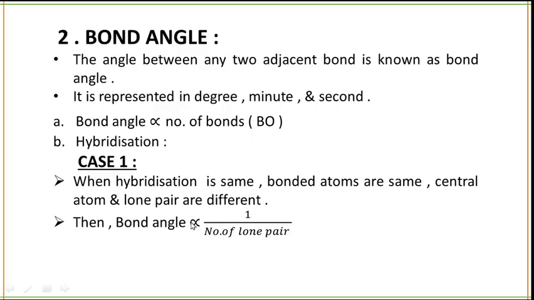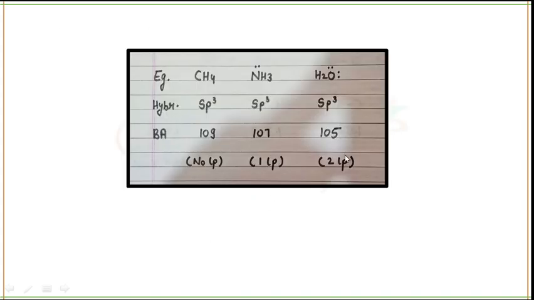Hybridization is the same, that is sp3, and bond angle is decreasing as the lone pairs are increasing. As you have seen here, bond angle will increase if the lone pairs decrease. But in this particular case, lone pairs are increasing, that's why bond angle is decreasing.